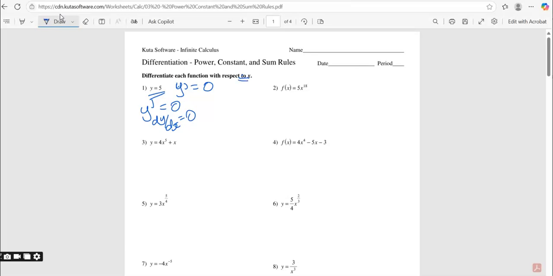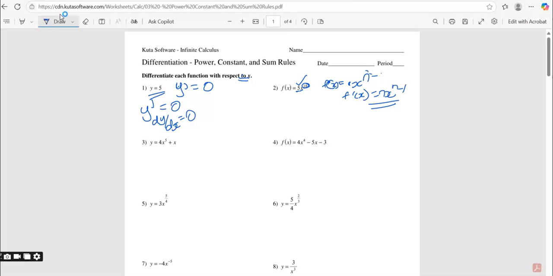So for number 2, our f of x is equal to 5x to the power 18. Here we're going to apply the power rule, since we see this is a coefficient, this is a variable, and this is an exponent. So the power rule says if f of x is equal to x^n, then your derivative will be the exponent multiplied by the coefficient, which is 1 times n, which is nx, and then from your exponent you're going to subtract 1. This is how you apply the power rule.